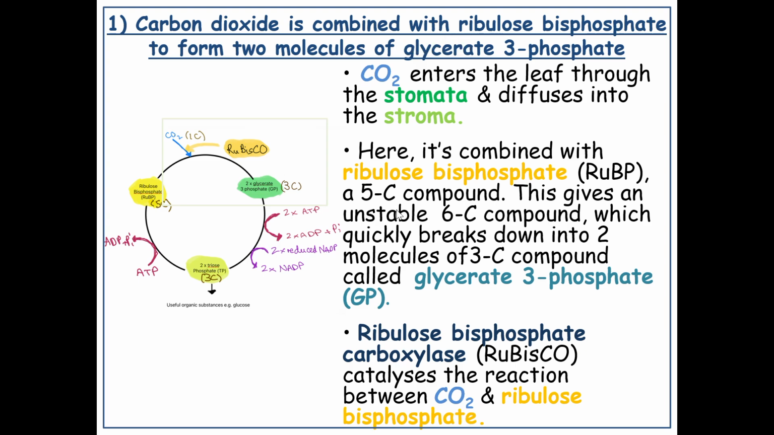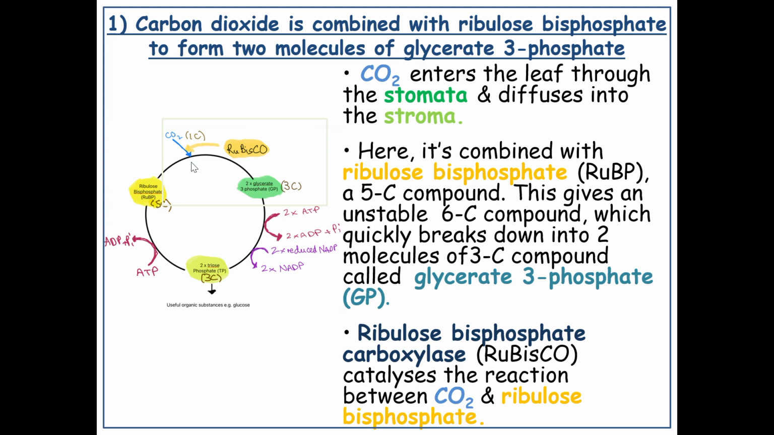So, carbon dioxide is combined with ribulose biphosphate to form 2 molecules of glycerate 3 phosphate. This is the first part of the cycle, but it's a cycle. The first bit we'll concentrate on is that carbon dioxide will enter the leaf through the stomata and diffuse into the stroma of the chloroplast.